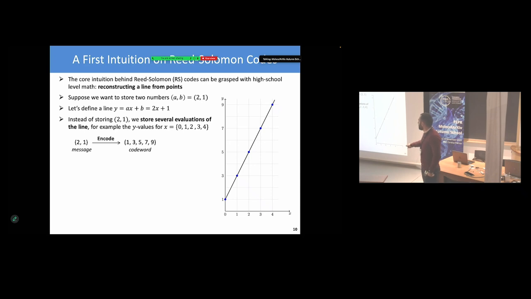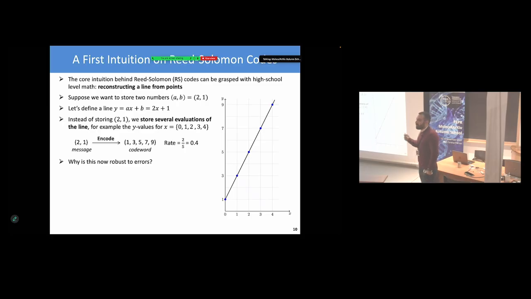So now I encoded this message into 5 numbers. Is there a reason for picking 5 numbers? No, it's arbitrary. And the rate, in this case, is 2 over 5, because the input is 2 and the output is 5, so the rate is 0.4.